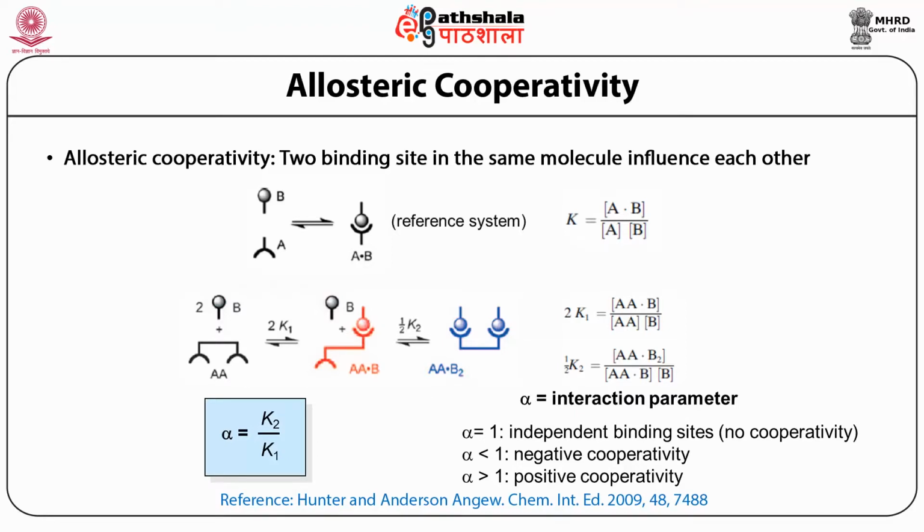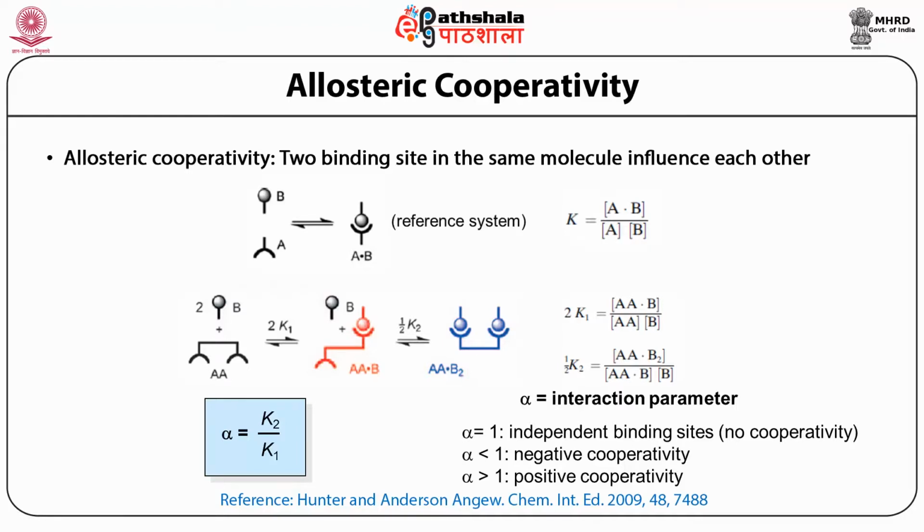Now, this value of alpha tells whether the system is cooperative or not. So, if alpha equals 1, then it is independent binding sites. That means it has no cooperativity. It's just like the reference system. But if alpha is less than 1, that means it is negative cooperativity. That means the association constant in the first step is so high that the intermediate is stable. The red complex is more stable than the blue complex. So here you can say that this is like an inhibitor.